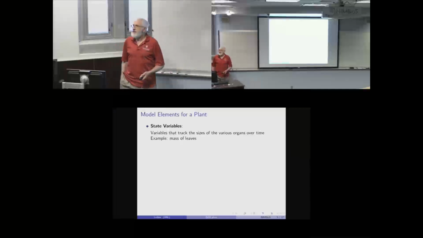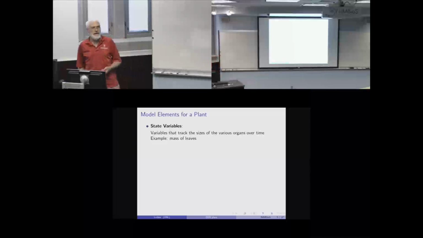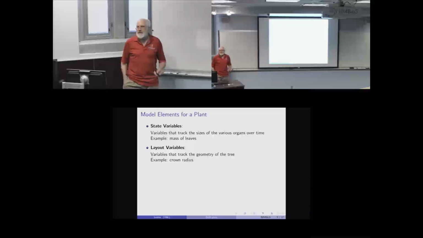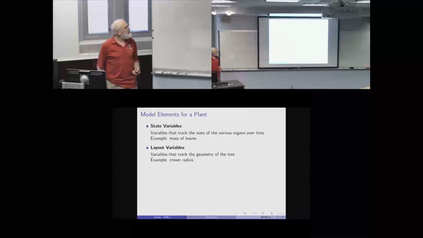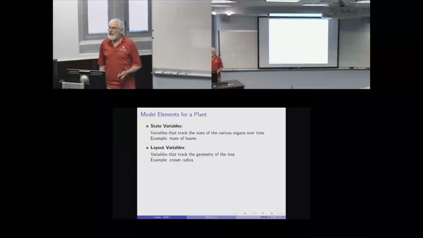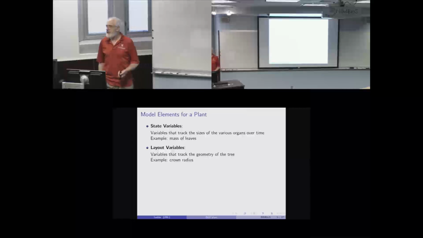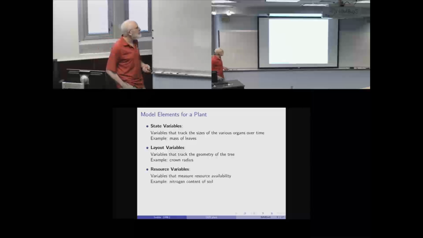So what model elements would you need for a plant? Well, you need state variables that track the sizes of various organs over time. So mass of leaves, mass of assimilative roots at minimum. And we also include transport structures as a separate state variable. You need layout or architecture variables that track the geometry of the tree. For example, the crown radius, the total leaf area as opposed to the total leaf mass, the leaf area to sapwood area ratio, things like that. This is part of Carolyn's expertise, and that's why we wanted her to join our group.